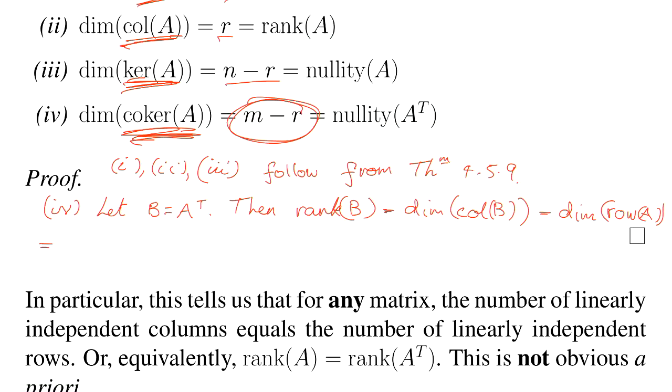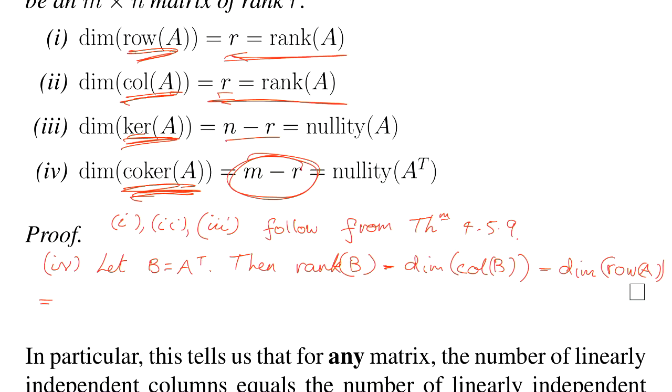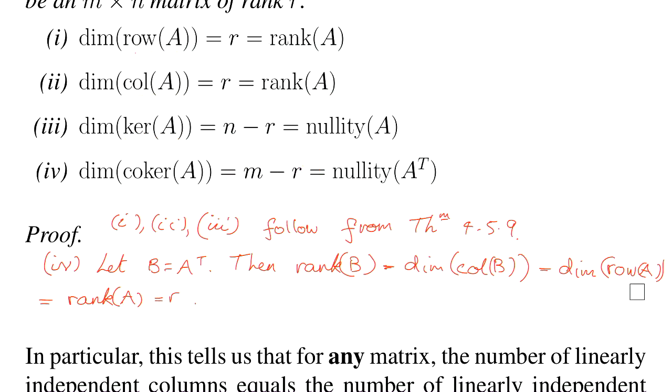And our theorem tells us that the dimension of the row space of A is the rank of A, which is r, the number of pivots. And so now we just use part 3. Sorry, not part 3. We've used part 1 and part 2. Now we're going to use part 3, but applied to B.